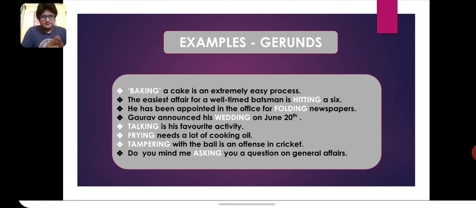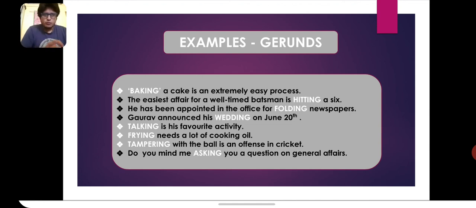The second example is: the easiest affair for a well-timed batsman is hitting a six. Although I've used all capital letters here, it's only to highlight. We don't usually do this in English or in any language at all. But this is just to highlight that these are being used as nouns. Now we know that nouns can be used either as subjects or as objects. All right. So here some are being used as subjects and some as objects, which we've already discussed earlier. Third example: he has been appointed in the office for folding newspapers.